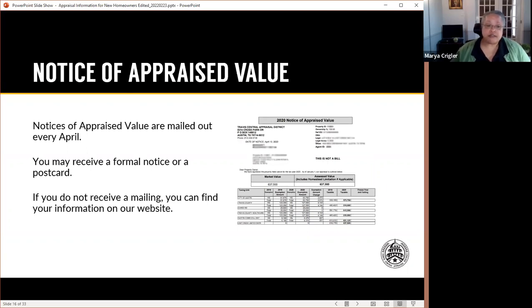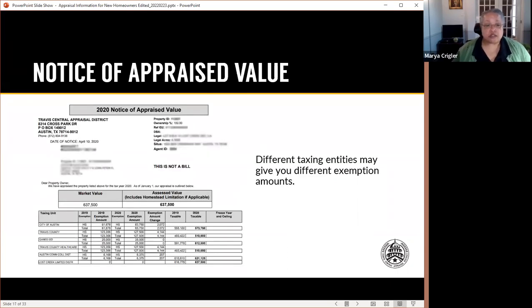If you do not receive a mailing or if you think it's taking too long, you can always go to our website, because as soon as we start mailing them out, we also start putting a copy on our website. So you can download a copy of the same form just by going to our website. It's out there on the website as well as getting mailed to you physically.